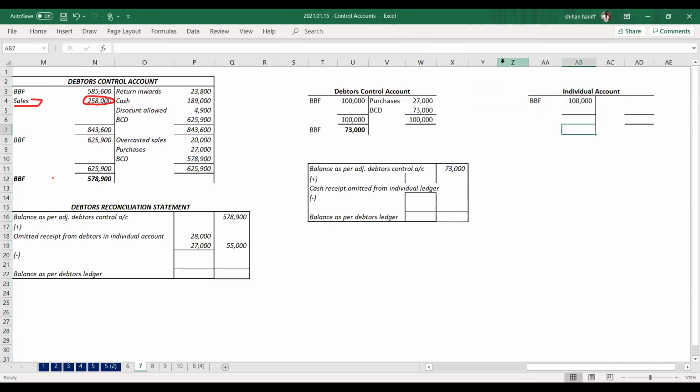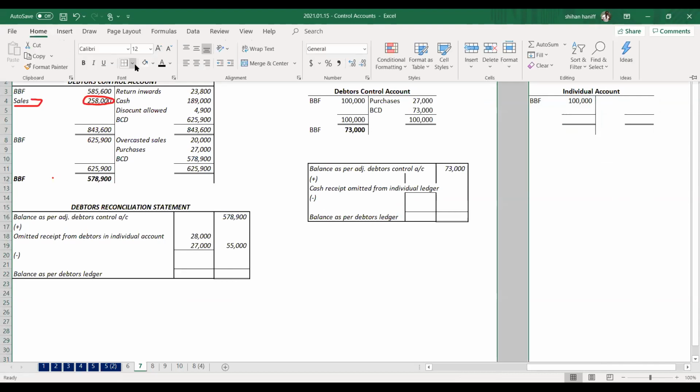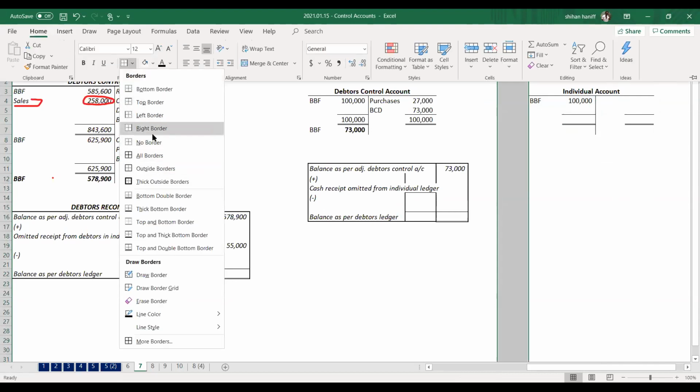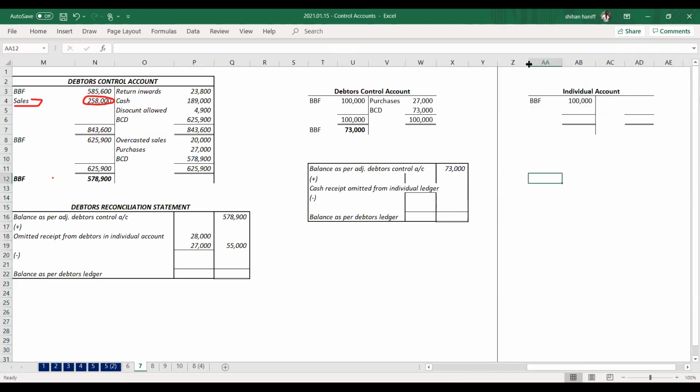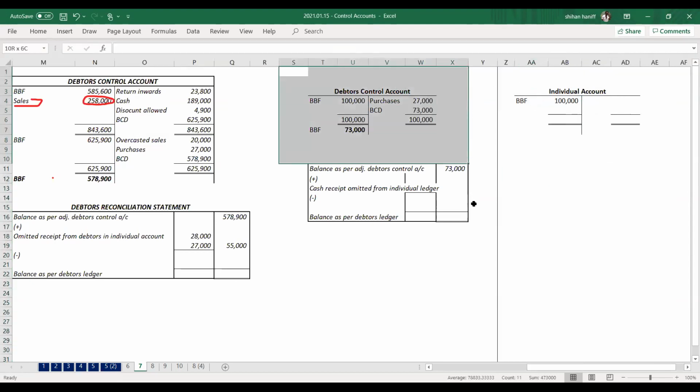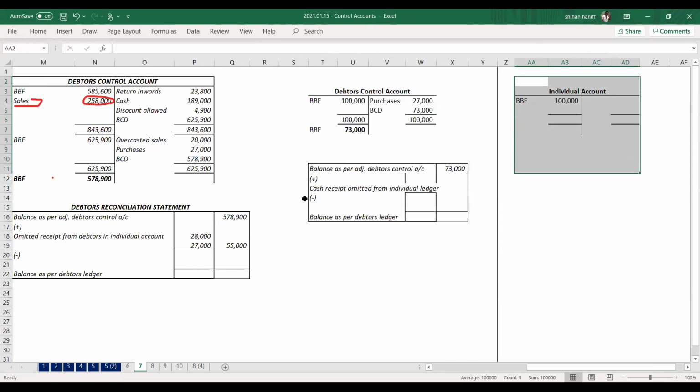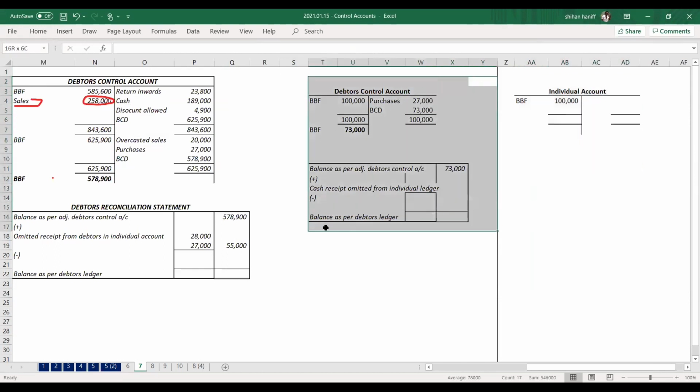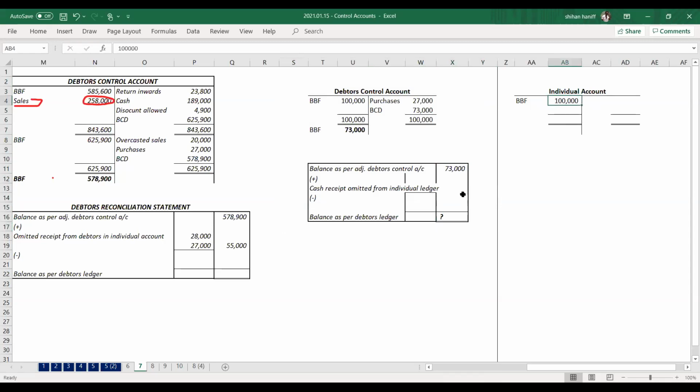Divide. Right? This is your baby. This is not your baby. So you are here, you are doing only this. Now 73,000 is in the control account. You need to know what is the individual account balance.